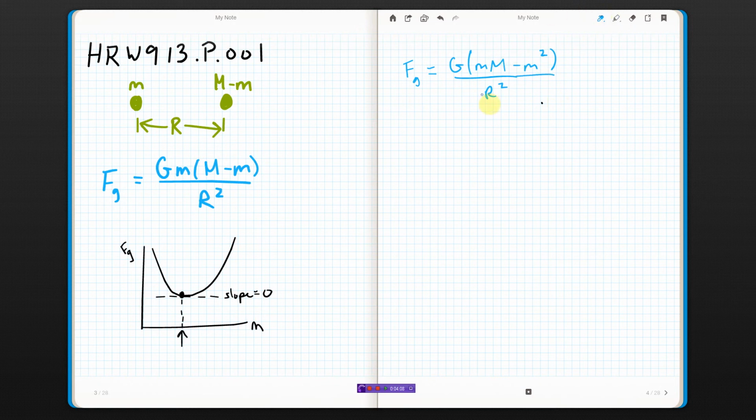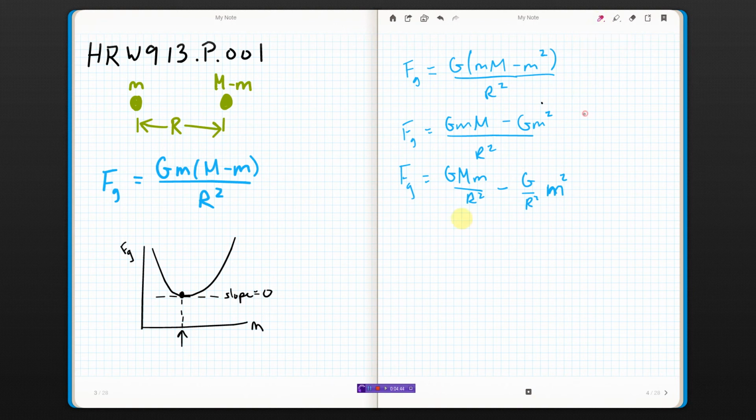Let me put this all together. Sorry, it's kind of late. Over r squared, I'm going to separate those out. So really what I've got is G big M over r squared, and I'm going to put the variable at the end, minus G over r squared times little m squared. Okay, so now I take the derivative.